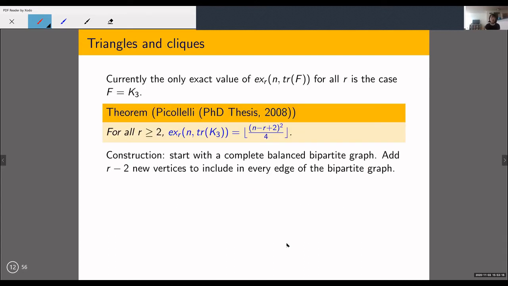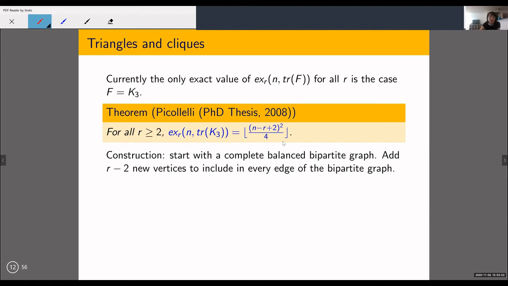Okay, so here are some past results. Actually there's only one exact value of this Turán number of the trace of F, and that's the case where F is equal to the triangle. So we forbid the triangle trace, and this was proved by Mike Piccolelli in his PhD thesis. He showed that for all r, he got this bound, which is roughly n squared over 4. And perhaps this looks a little bit suggestive.